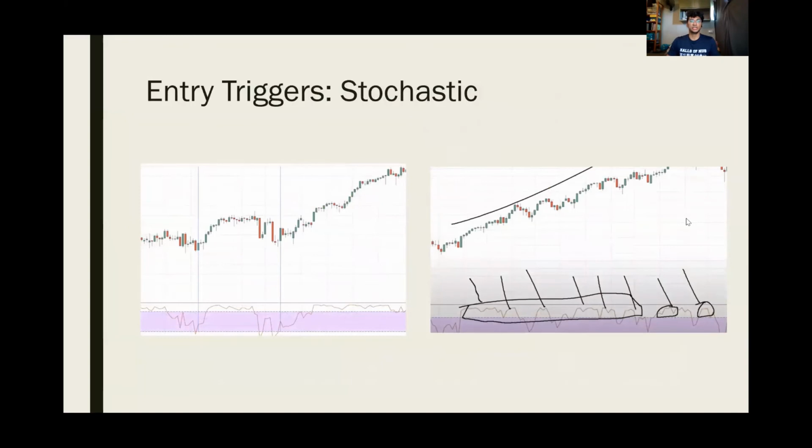So the next entry trigger is actually the stochastic indicator. This is an oscillator that identifies momentum within the market, and it's a value that falls within the range of 0 to 100. When the value is above 80, it is overbought, which is a signal to sell. And when the value is below 20, it's oversold, which is a signal to buy.